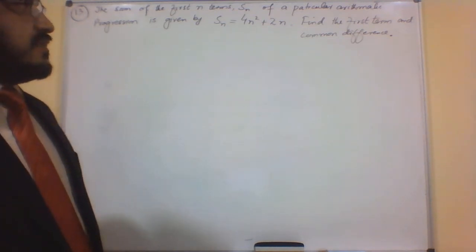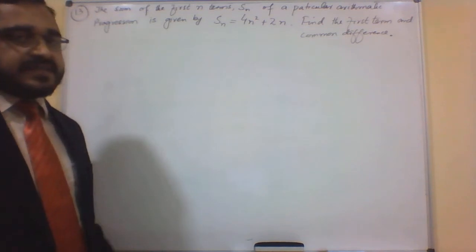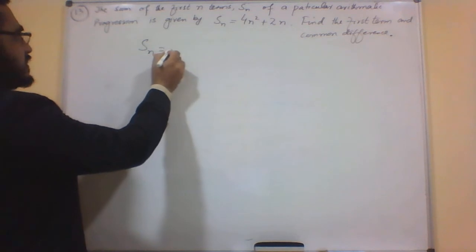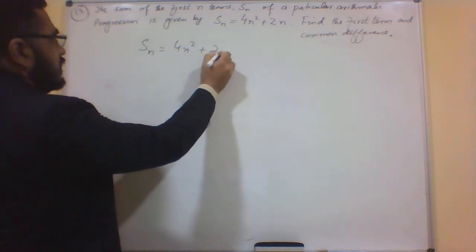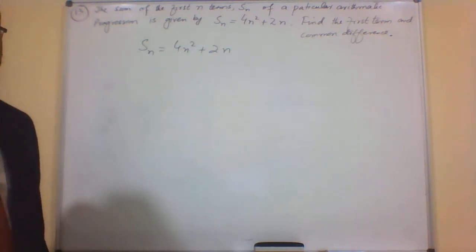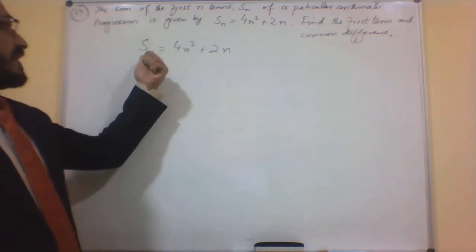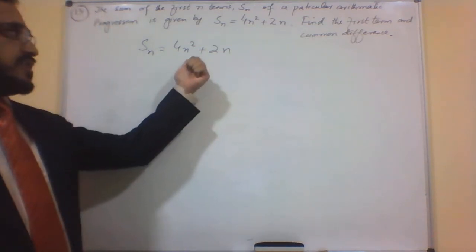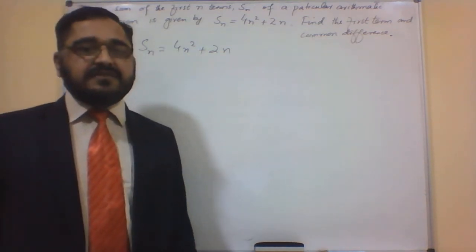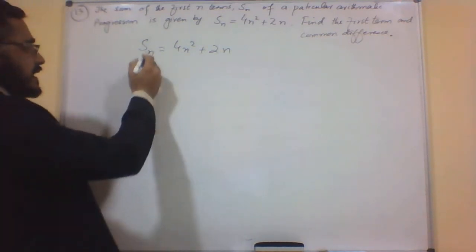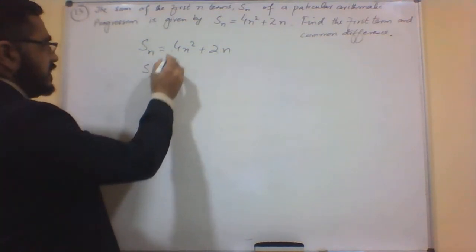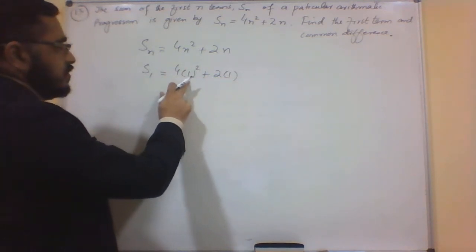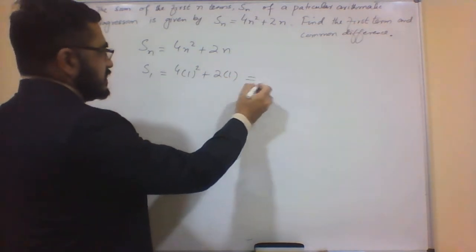Here we need the first term and the common difference of the arithmetic progression. As here Sn is equal to 4n square plus 2n, this is given. If in place of n we substitute 1 on both sides of this equation, then we can get the first term of the arithmetic progression. Here, for n equal to 1, that will be 4 into 1 square plus 2 into 1. This will be 4, and 4 plus 2 is 6.